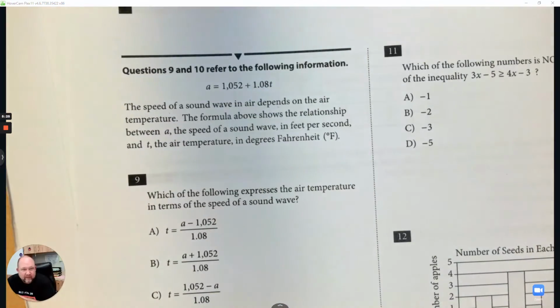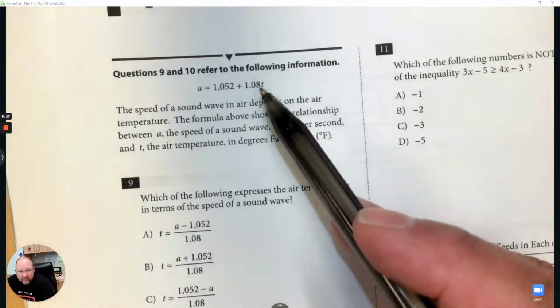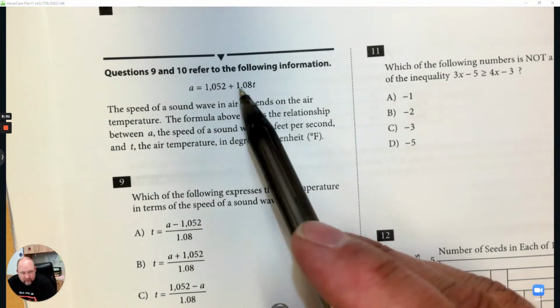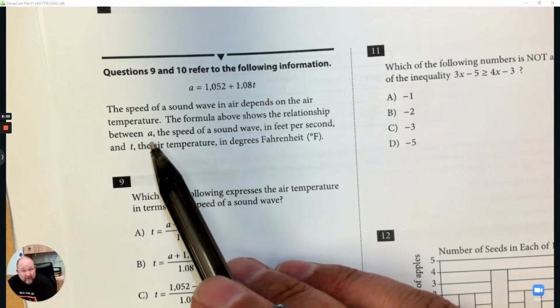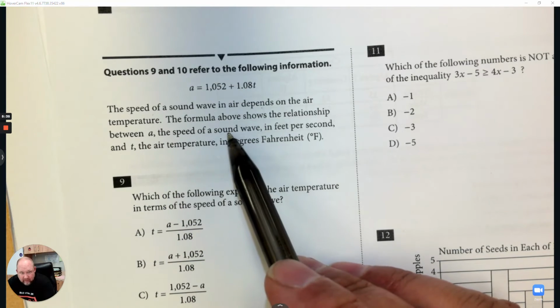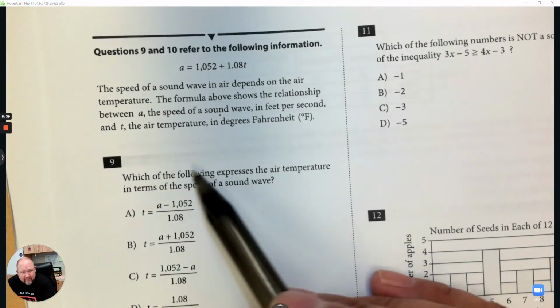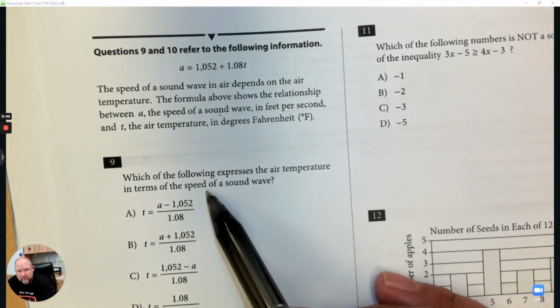In questions 9 and 10, refer to the following. You have an equation. The speed of a sound wave in air depends on the air temperature, T. The formula above shows the relationship between A, the speed of the sound wave in feet per second, and T, what the temperature is. Which of the following expresses the air temperature in terms of speed?